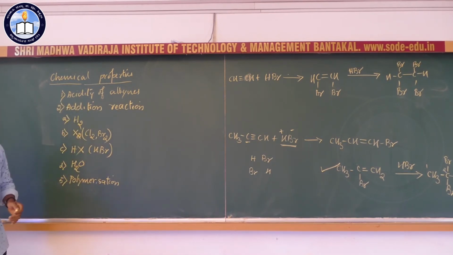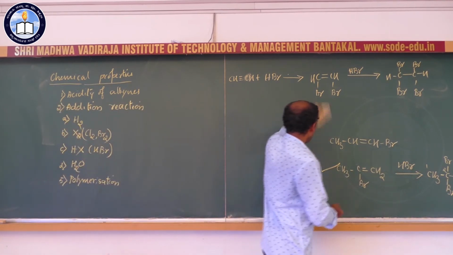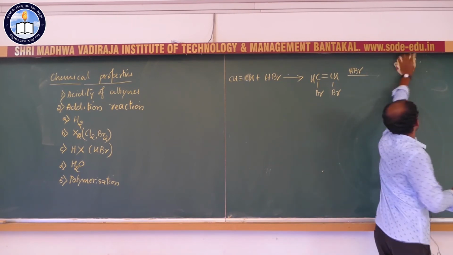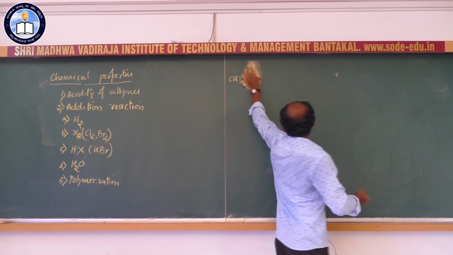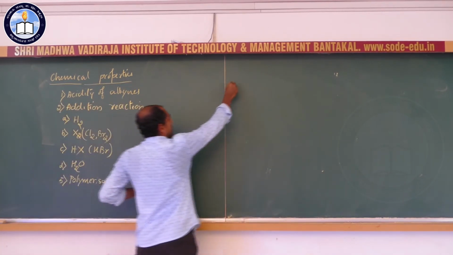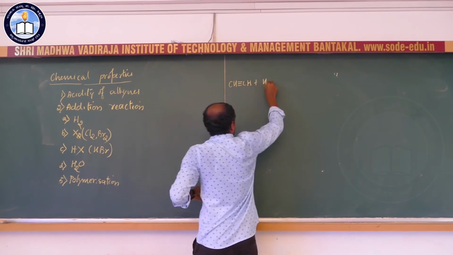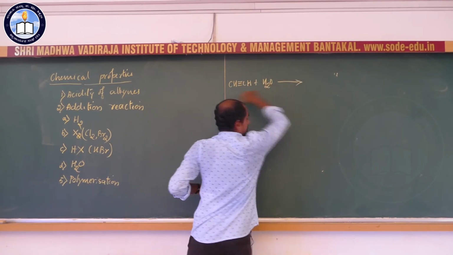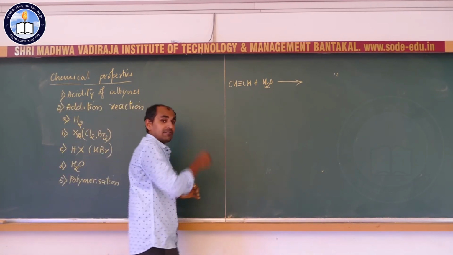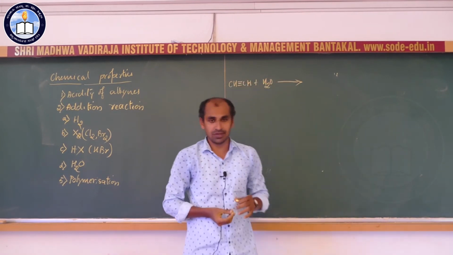Next, the fourth addition reaction, that is the addition of water. How does water add across the multiple bond, the triple bond of an alkyne? The same type of addition reaction takes place. I will take ethyne as an example. Water will add across the triple bond. Again it follows the same rule called Markovnikov rule.